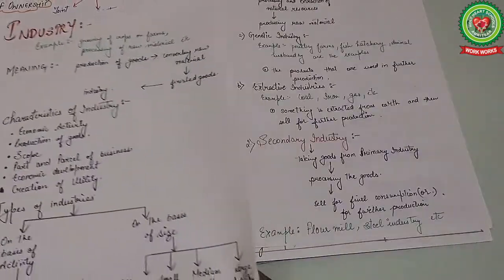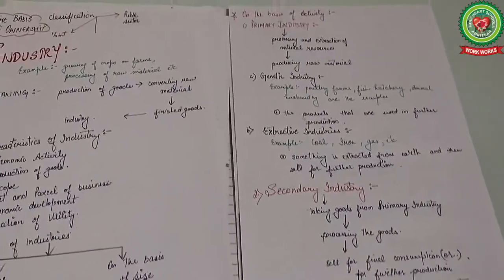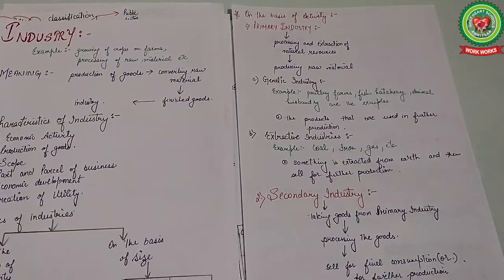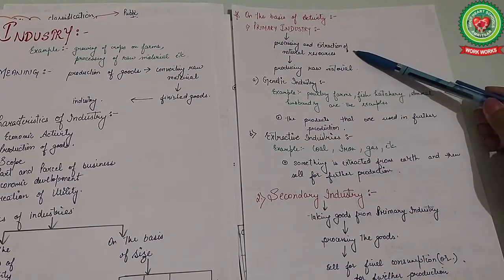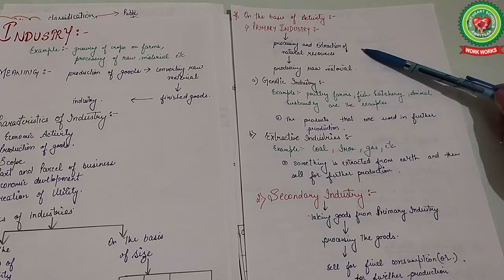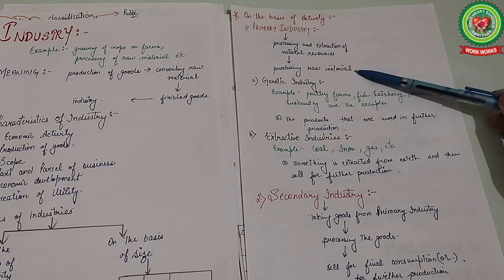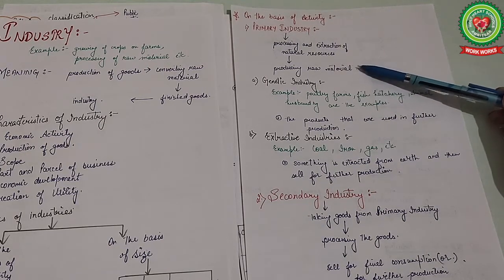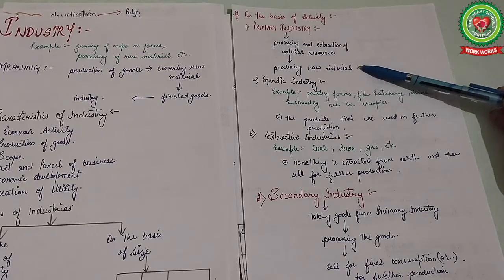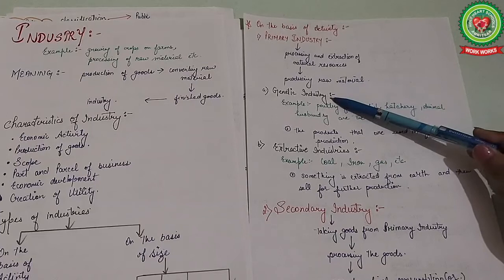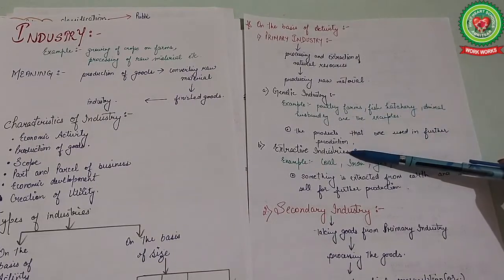So first is on the basis of activity. On the basis of activity, the first one is the primary industry. Primary industries work on the processing and extraction of natural resources and getting raw material from these. So primary industries are those industries that provide the raw material to other industries. These are known as the primary industries. It is of two types: first the genetic and then the extractive.